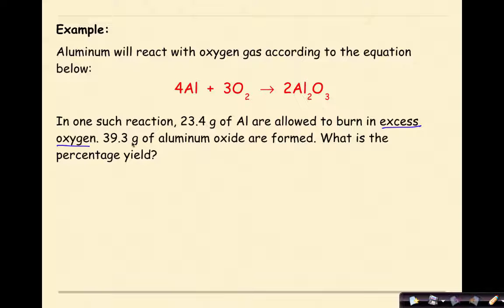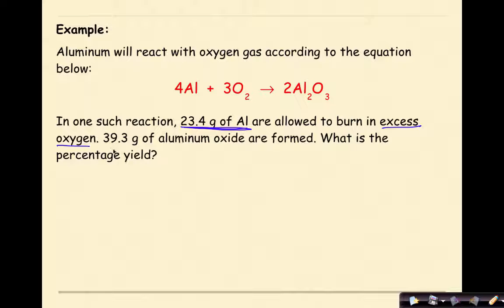There is a lot of information that is given to us in this word problem. The first thing that we're told is the mass of aluminum involved in the chemical reaction. The second thing that we're told is that this is not a limiting reagent problem. They are specifically saying that we have excess oxygen. So we already know the amount of Al2O3 that's going to be produced is totally dependent on the mass of aluminum that we're starting with.